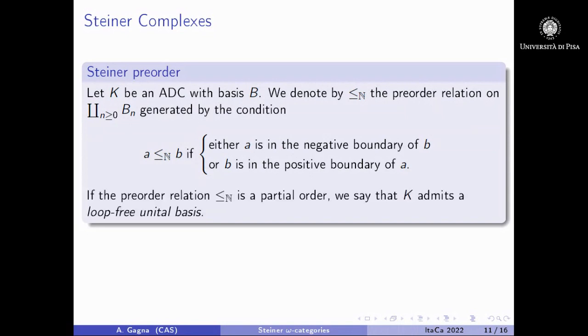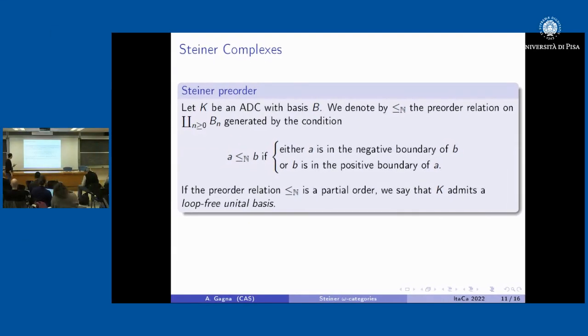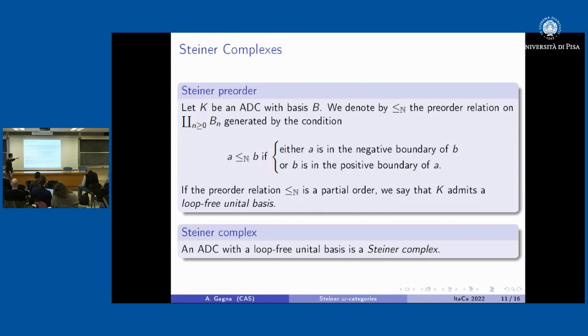And we say that this augmented directed complex with basis is Steiner if this pre-order relation is actually a partial order, so it's antisymmetric, and it's unital. So you have this complex. At each level, you have a basis. This basis has this nice property that it is loop-free, so you cannot have A, B, and A again. You don't repeat the elements of the boundaries if you follow this relationship, and it is unital. So the iterated source and the iterated target are just a single object, not a bunch of objects.